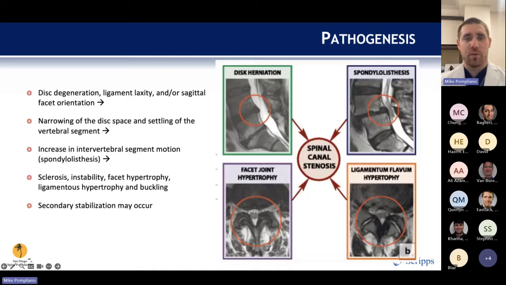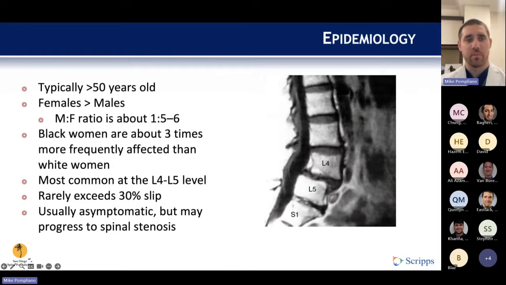There's a pretty common pathogenic degeneration cascade. You get disc degeneration, ligamentum laxity, and/or sagittal facet orientation, which is a risk factor for the disease, which leads to narrowing of the disc space, settling of the vertebral segment, and an increase in intervertebral segment motion. And then subsequently, you can have sclerosis, instability, facet hypertrophy, and ligamentous hypertrophy and buckling. And all of these may lead to secondary stabilization, but are commonly associated with spinal stenosis, which you can see there. Spinal stenosis is also one of the big presenting factors that we'll get into.